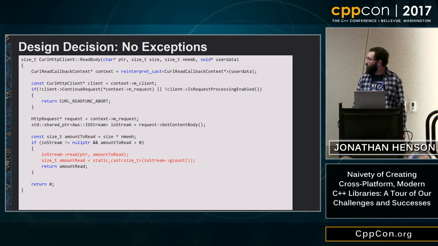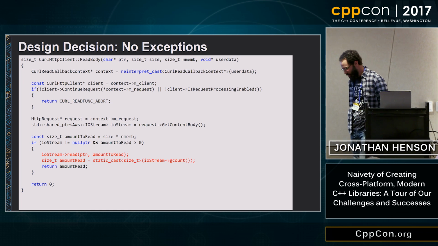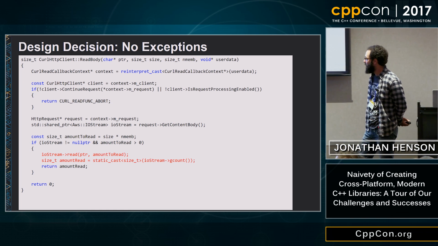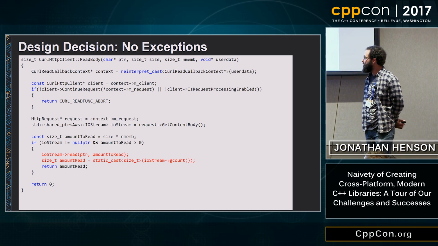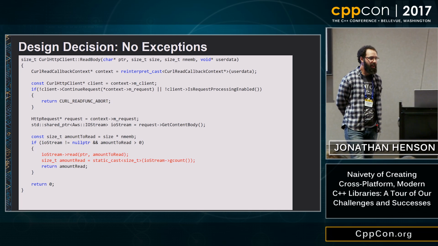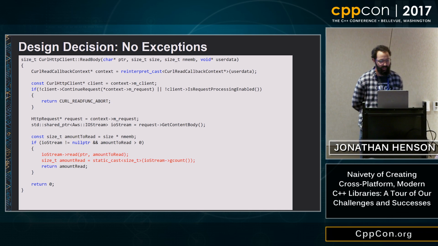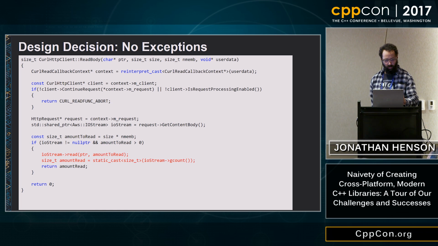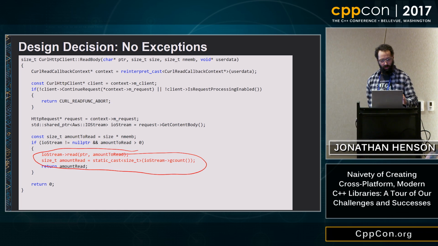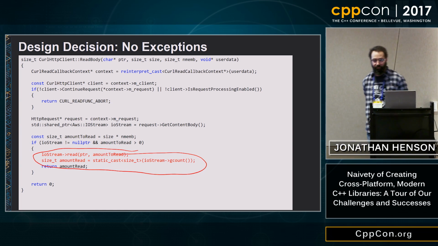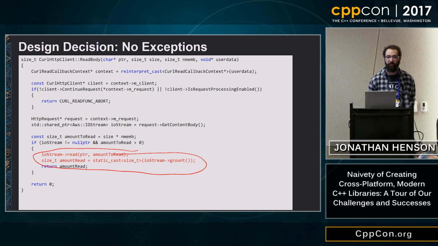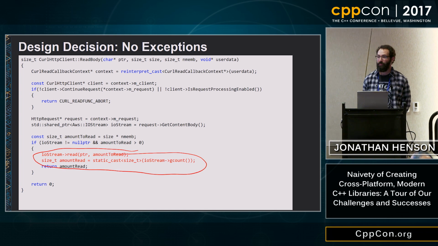But there was one challenging part. This is a curl callback to read the body that curl calls when it's ready for some data. And so we read from the I/O stream the amount of data they requested. What could I/O stream do? Anyone? What could it do? What's something it has the option to do right here?